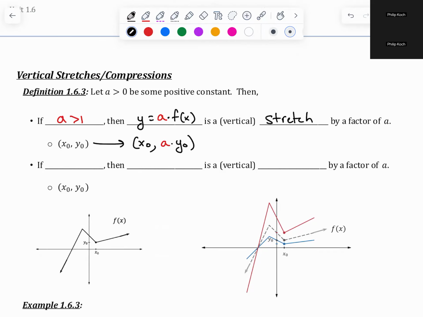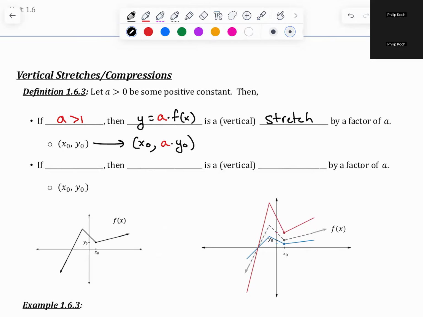And this gets back to Ben's question. With vertical stuff, it's happening after you've plugged in the function value. So now it's just affecting the y value. So it's a vertical stretch by a factor of A if A is greater than 1, and we'll see an example of it soon enough.